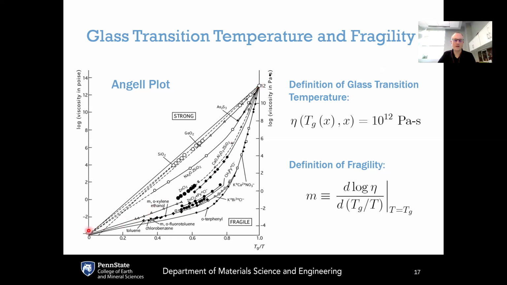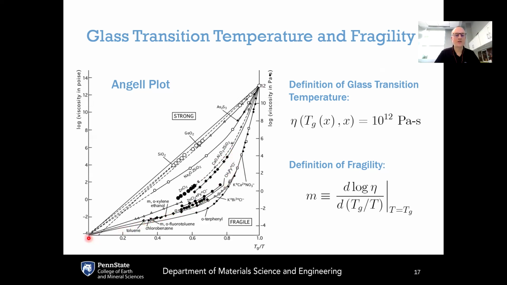Now, if we go to the other side of the plot, here the Tg over T is equal to 0. And that does not mean 0 temperature. What it means is infinite temperature, because it's the inverse temperature equal to 0. So obviously we don't have any direct measurements here in the limit of infinite temperature. So all of these curves are extrapolated.